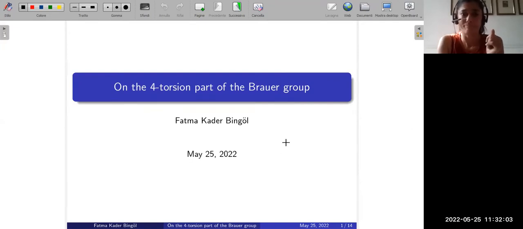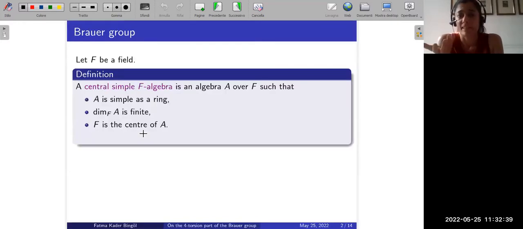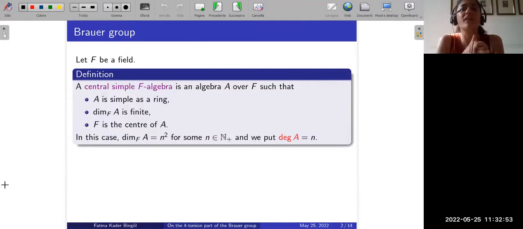So let F be a field. A central simple F-algebra is an algebra A over F such that A is simple as a ring. It means the only two-sided ideals that you have are the trivial ones. The dimension of A over F is finite, and the center of A is F. The dimension of such an algebra is always a square, and if the dimension is n squared, this integer n we call the degree of A, and this is the notation I will use.